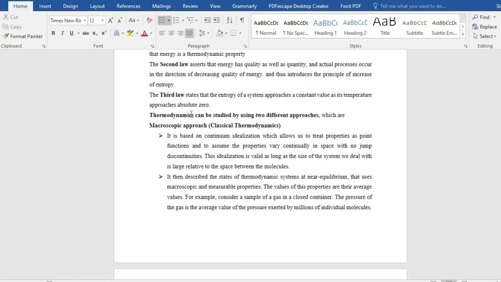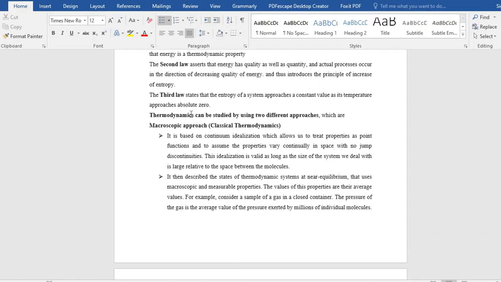So it is based on the continuum idealization. So what do you mean by continuum? That the properties of the system are continually varying in the space. So whatever the properties are signifies the system are the function of the space variables. So we can define any properties at any space. These are continuously varying. There is no discrete, there is no gap in between them, so there are no jump discontinuities.